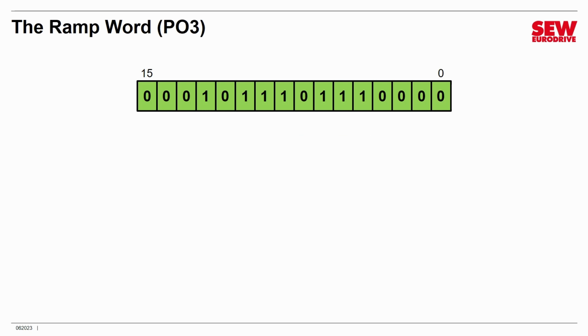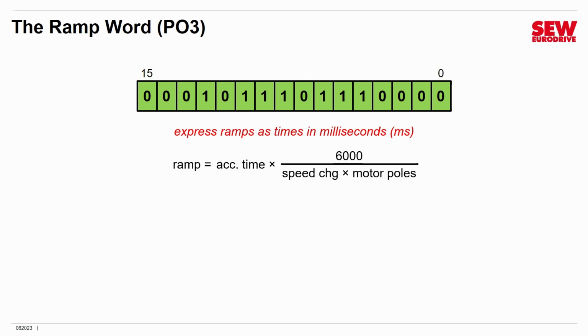All right, PO3 is the ramp word. This is where you control the MOVIMOT's acceleration and deceleration. This is similar to what you did before when you programmed the ramp by the T1 dial. You had to calculate the ramp time. You pretty much do the same thing here. There's just one difference. Ramps are expressed in milliseconds. That's 1/1000th of a second rather than seconds. That gives you the ability to express ramps in very fine time units. So you would take our old familiar formula, calculate the ramp time, and then multiply it by 1,000 to get your ramp time in milliseconds.